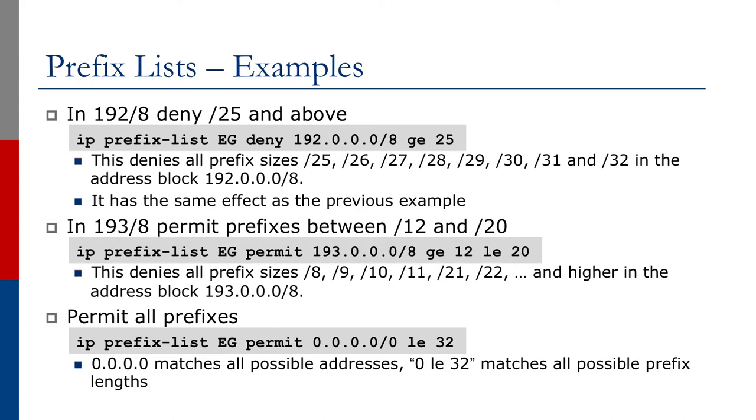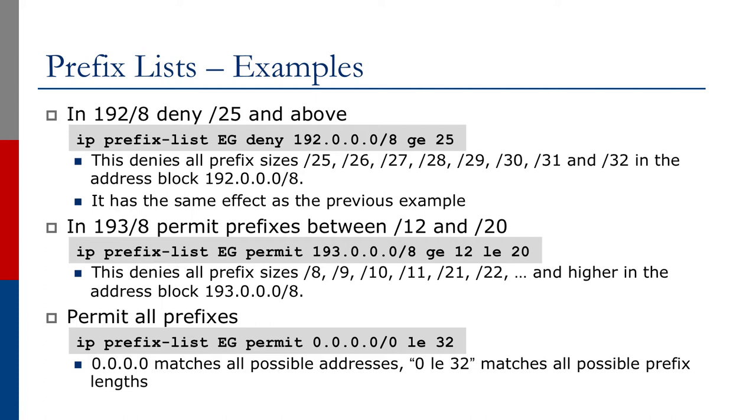Out of 193/8, you can permit prefixes between /12 and /20 using this line. You have a combination of the GE and the LE match conditions. So you have GE 12, which means greater than or equal to a /12, and LE 20, which means less than or equal to a /20. So this will permit /12, 13, 14, 15, all the way to 20, but it does not match 8, 9, 10, 11, as well as anything greater than 20 out of the /8 block.